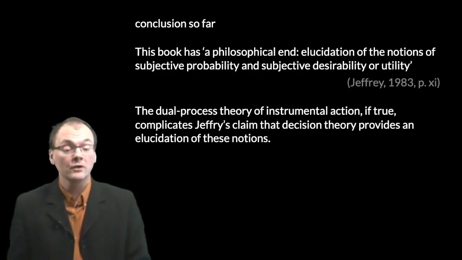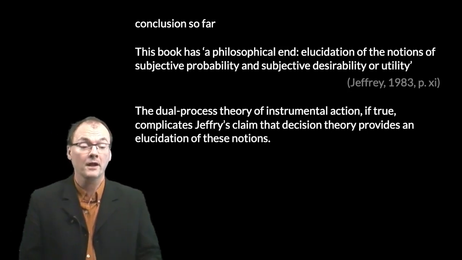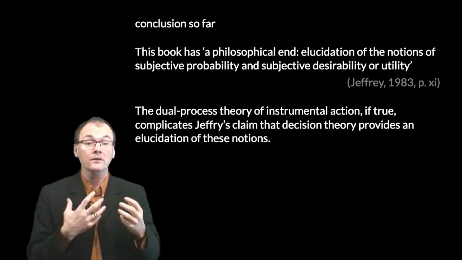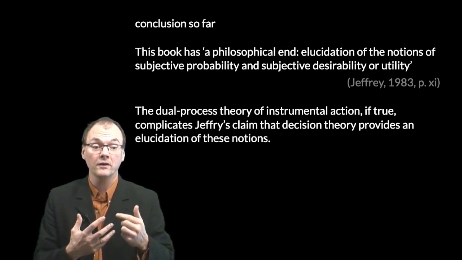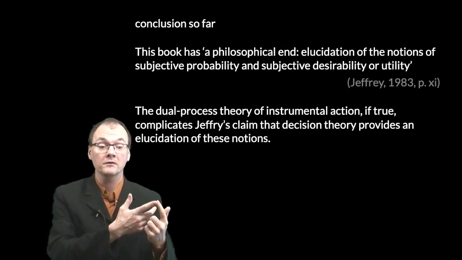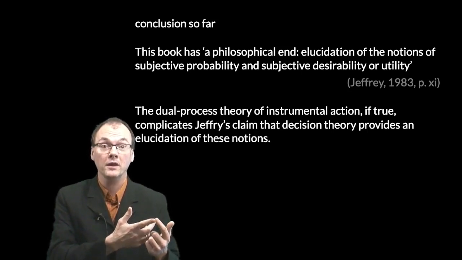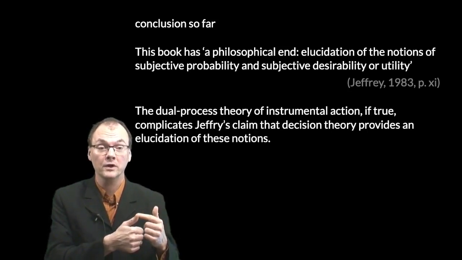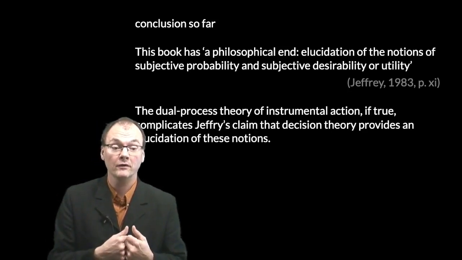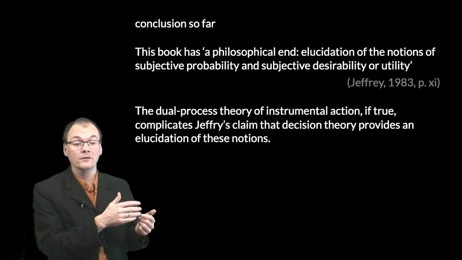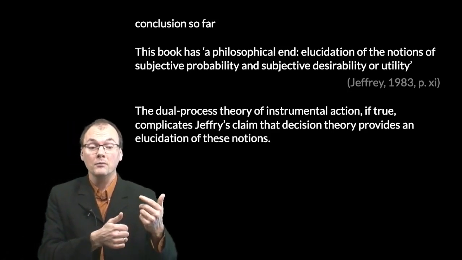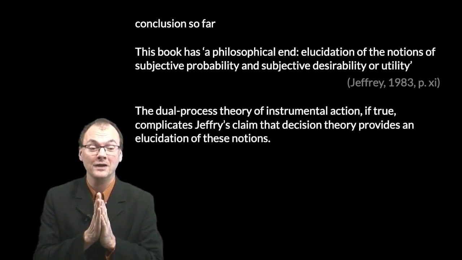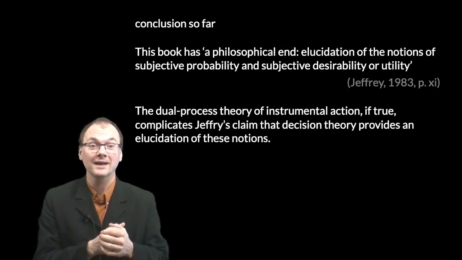So what can I tell you here? I want to draw a modest conclusion. I think Jeffrey makes a very interesting and compelling, initially anyway, suggestion when he says, look, think of decision theory as a way of elucidating the notions of subjective probability and preference. We can think of those as theoretical constructs where the theory is decision theory. That's fabulous. That offers us a solid anchor on which to rest all kinds of further theories, like the dual process theory of instrumental action. The problem is that the dual process theory of instrumental action, if true, at least complicates and maybe even contradicts Jeffrey's claim that decision theory provides an elucidation of these notions of preference and subjective probability.